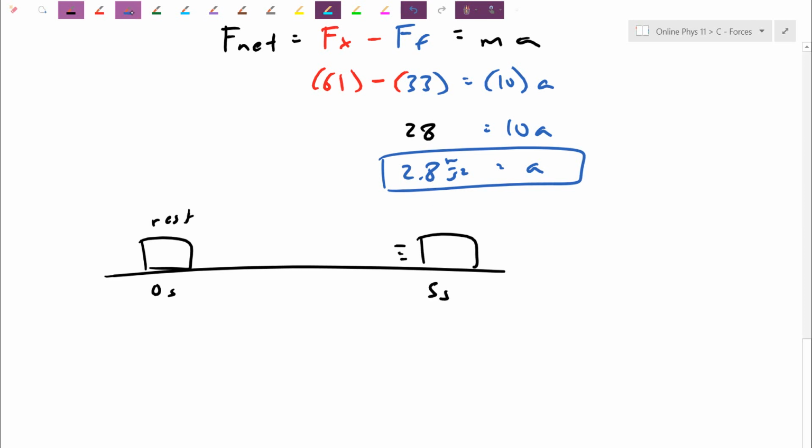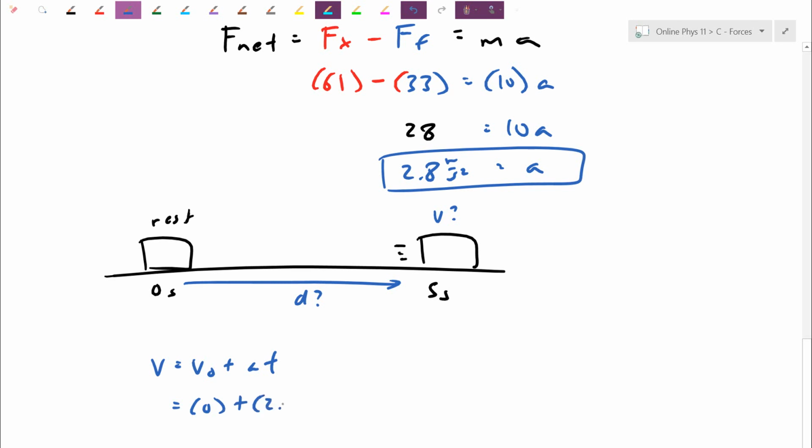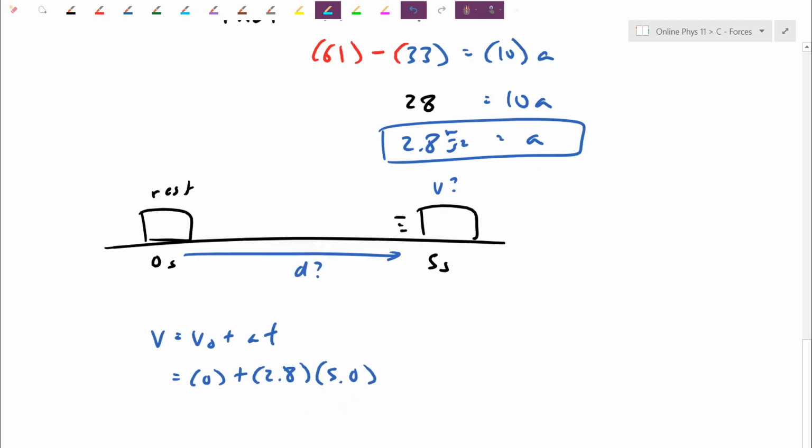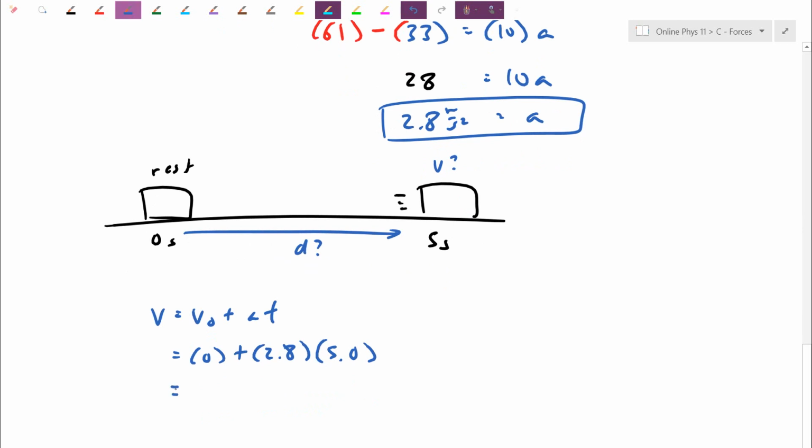I want to know at 5 seconds time, how much ground does it cover? And I want to know what's the V final here. So let's just do that. V is equal to V naught plus at. Initially here, I start off at 0. My acceleration rate is 2.8. My time, I just randomly gave you 5 seconds of time here. So therefore, the final velocity is 2.8 times 5, 14 meters per second.